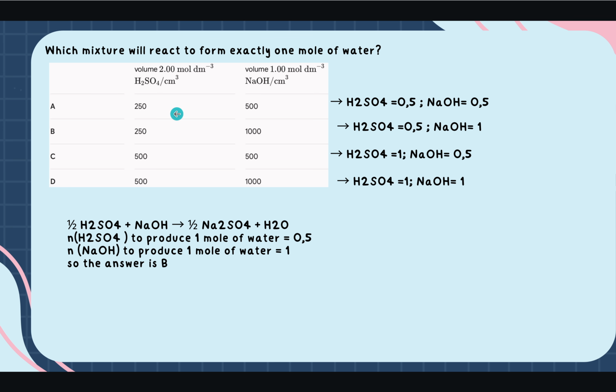In option A, the H2SO4 is 0.5 and the sodium hydroxide is 0.5, which doesn't match. In option B, the amount of substance for H2SO4 and sodium hydroxide is 0.5 and 1. And in option C it is 1 and 0.5, and in option D it is 1 and 1. So the quantities that match are in option B. So therefore the answer is option B.